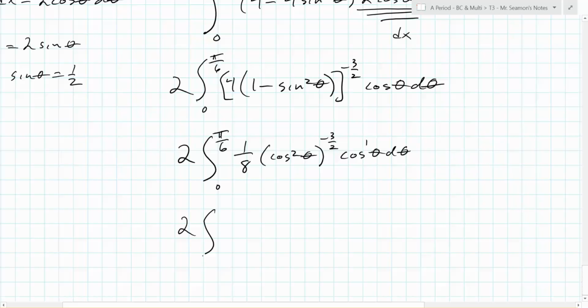2 times the integral from 0 to pi over 6. We can pull this out and make it 2 over 8. Is that okay? So it's going to be... Oh, the problem is... But you can just make the cos squared theta. Can you just make it cos theta times cos theta? Well, no, it's to the negative 3 halves power, right? It's not the same base.